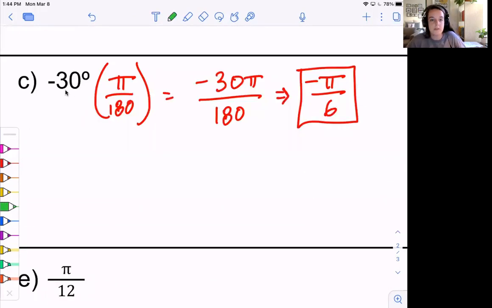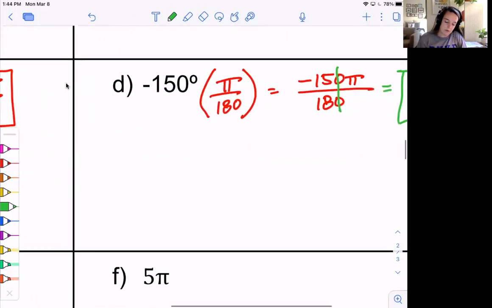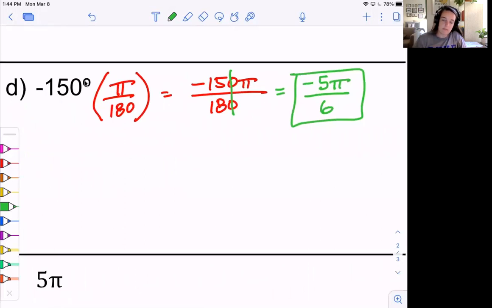So for this first one, I multiplied times the same conversion, got negative 30 over 180, divided by 30 on top and on bottom, negative pi over 6. But same thing, right? If you have negative 30, you should be able to go straight to negative pi over 6. For negative 150, same thing, exact same process. 150 is this, negative 5 pi over 6.